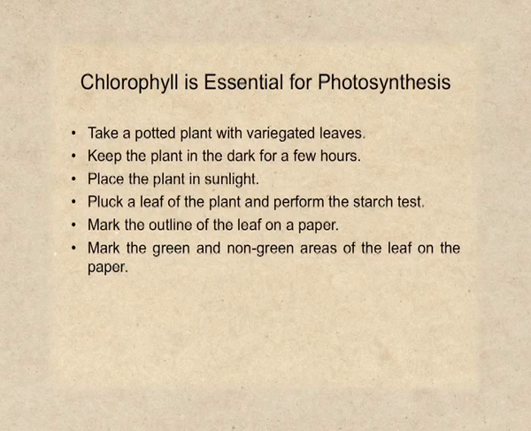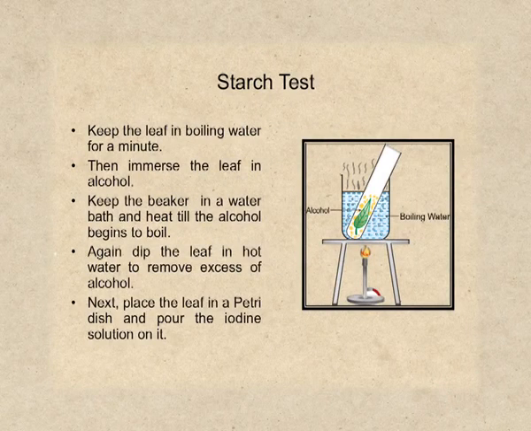The third step is to keep the de-starched plant in sunlight for some hours so that photosynthesis will take place. After some hours, pluck a leaf from this plant and mark the outline of its green and non-green regions. Then perform a starch test on the plucked leaf. Keep the plucked leaf in boiling water for 1 minute. Now, dipping the leaf in the boiling water kills all its cells. So, if any activity is taking place in the cells, it will be stopped.